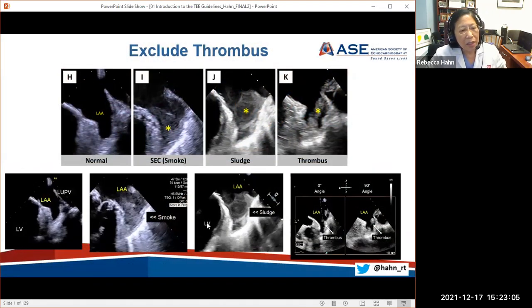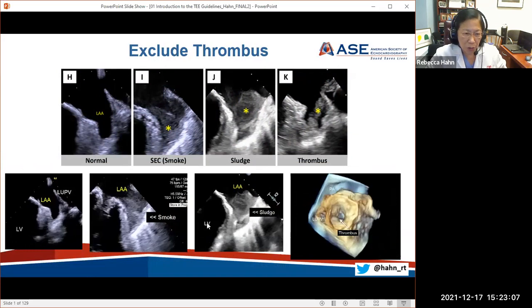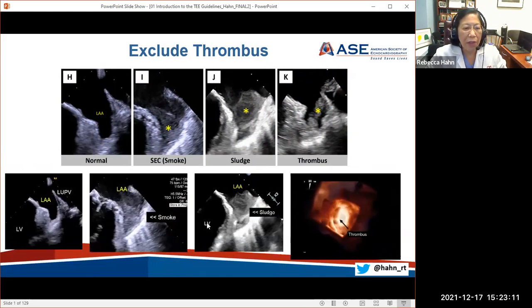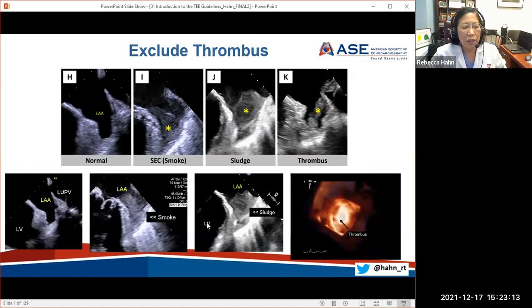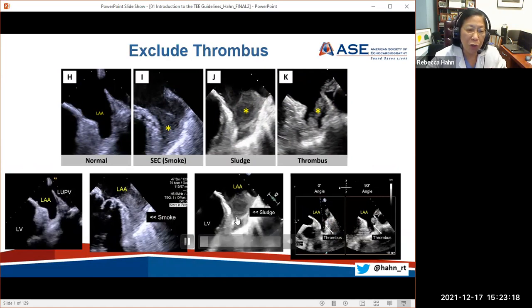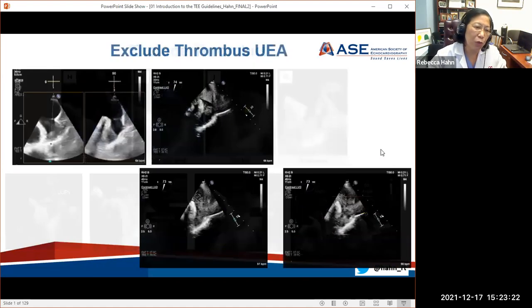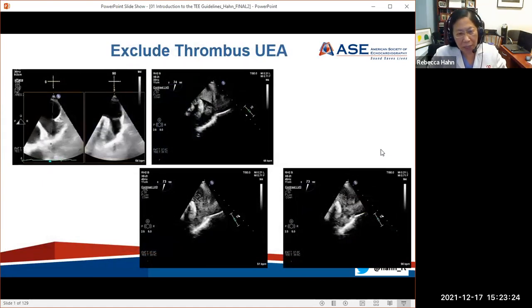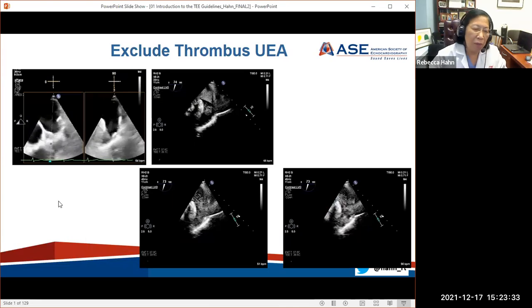So this is a figure that is in your guideline. Now, one of our main jobs is to exclude thrombus. And so you can see from these images that you can go from dense smoke to sludge, which is just super slow flow, really, really slow, to actual thrombus. And sometimes what you have to do is use ultrasound enhancing agents. And so this was one of our cases that came in for left atrial appendage closure. This was done on the table. So frequently we're doing our TEEs for the first time.